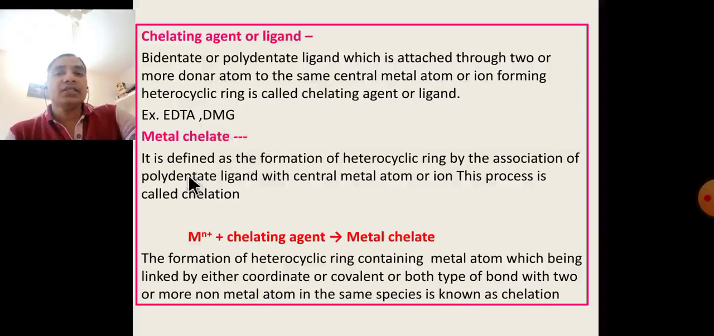Metal chelate is defined as the formation of a heterocyclic ring by the association of a polydentate ligand with a central metal atom or ion. This process is called chelation. Reaction: metal ion plus chelating agent forms a metal chelate. The formation of a heterocyclic ring containing a metal atom, linked by either coordinate or covalent or both types of bond with two or more non-metal atoms in the same species, is known as chelation.